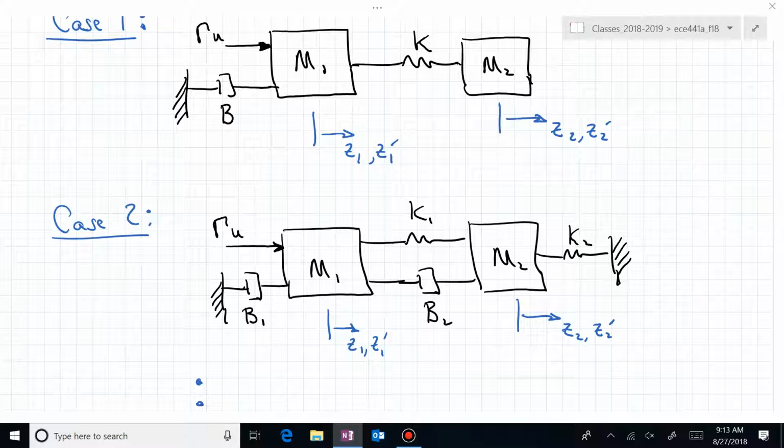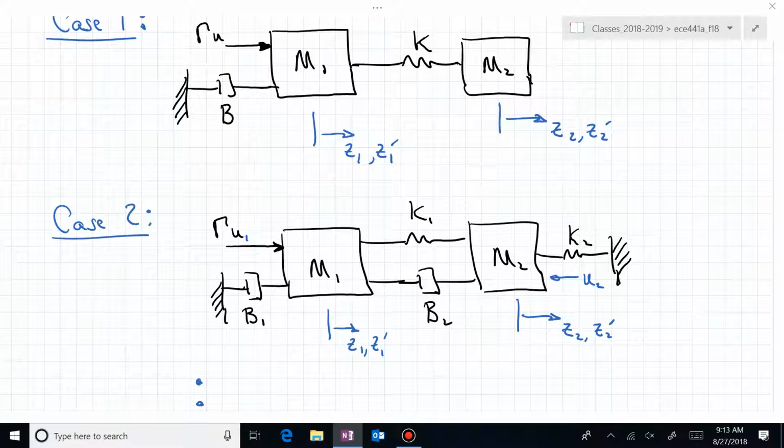Do you see that I could also put an input somewhere else? I could have a u sub 1 and a u sub 2 if I wanted to. Would that change anything if I applied a u sub 2 there? And here's u sub 1 now. How many state variables do I have?